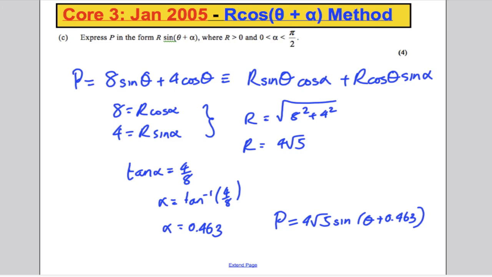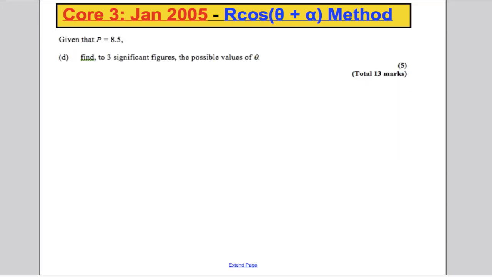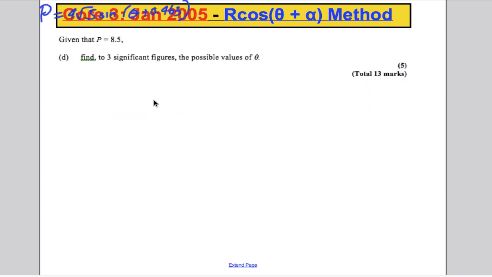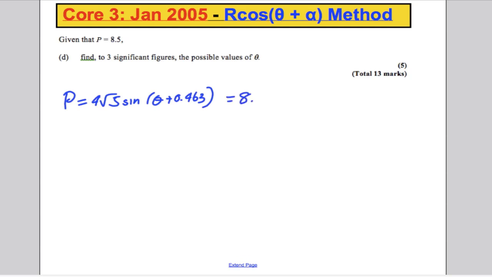In the last thing, let's do part D finally. It says, given that P is 8.5, find to 3 significant figures the possible values of theta. So, I have worked out an expression for P in the previous part. I'm told now that P is 8.5. I just have to solve this is equal to 8.5. So, sine of theta plus 0.463 must be equal to 8.5 over 4 root 5. Okay, dividing both sides by 4 root 5.